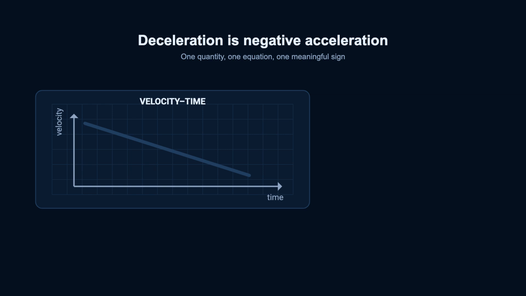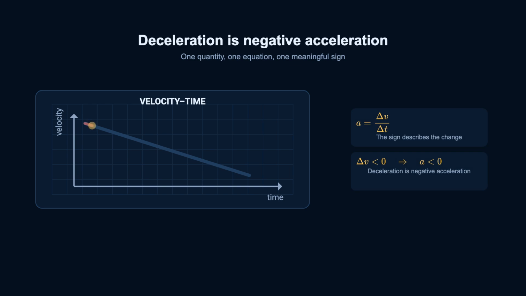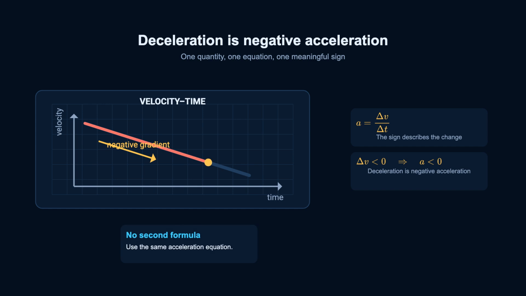Students sometimes treat deceleration as some separate, opposite quantity to acceleration. It isn't. A deceleration is simply a negative acceleration, a slowing down described using a minus sign inside the very same equation. There's no second formula to learn, just a sign that tells you the velocity is decreasing rather than increasing.